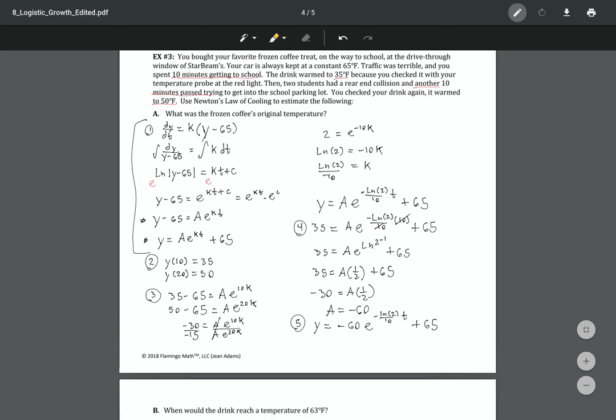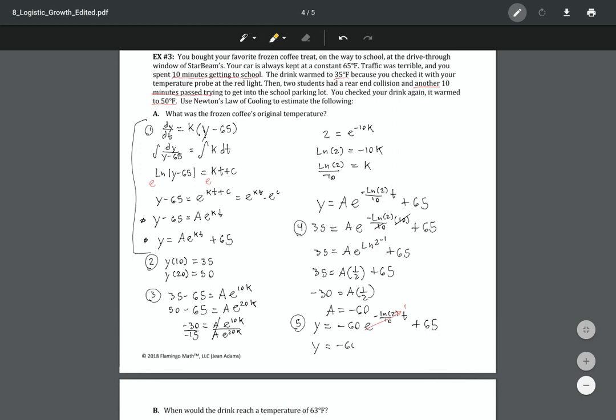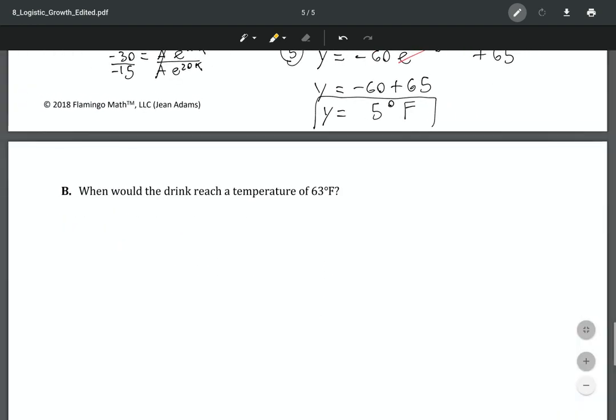Now the easy part should be, what was the frozen coffee's original temperature? So we're going to plug in 0 for t. If I plug in 0 for t, the whole thing goes to 1. All right, so then that would give me negative 60 times 1 plus 65. So the original temperature was 5 degrees Fahrenheit. Wasn't that so simple? All right, let's go over the last one here.